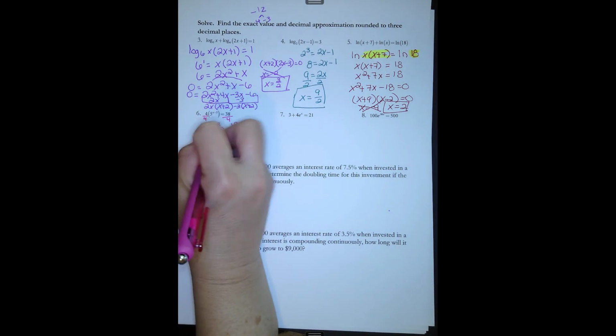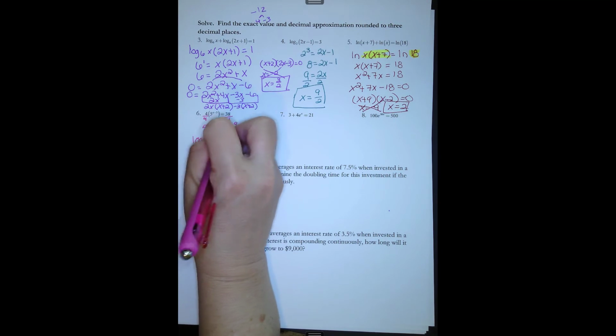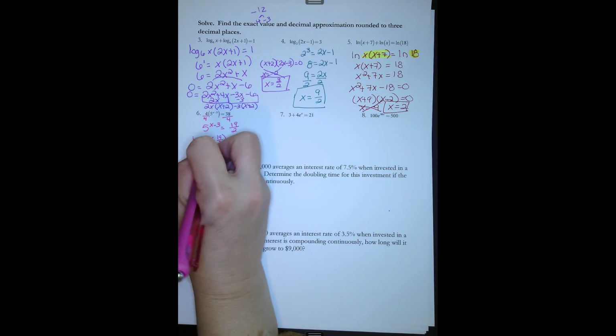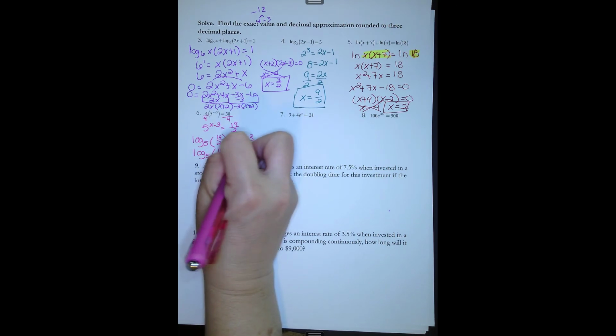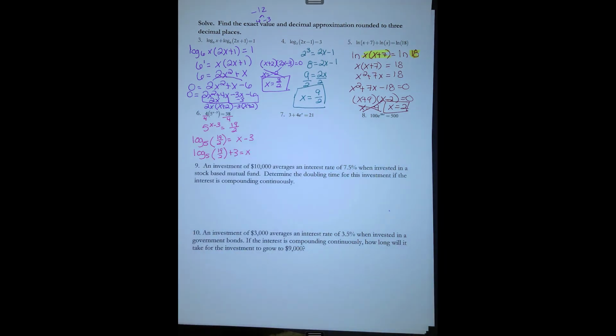So now we're going to go ahead and change this to a logarithmic equation. And I'm going to ask, what is our base? And hopefully you're saying my base is 5. So this becomes log base 5 of 19 halves equals x minus 3. And we're going to go ahead and add 3 to both sides. So log base 5 of 19 halves plus 3 equals x. And that happens to be our exact answer.